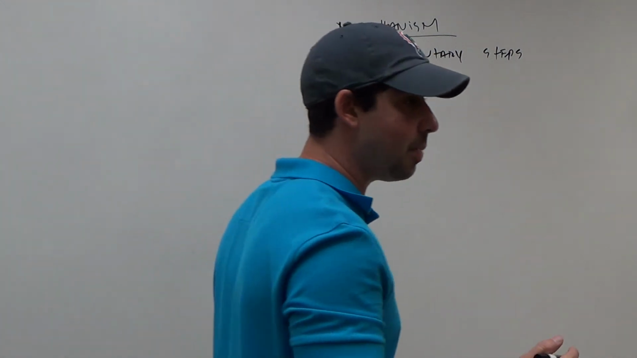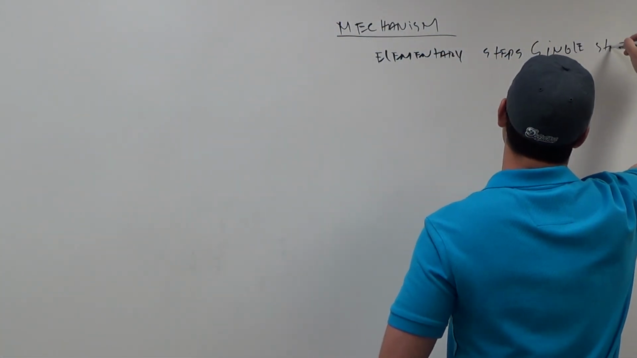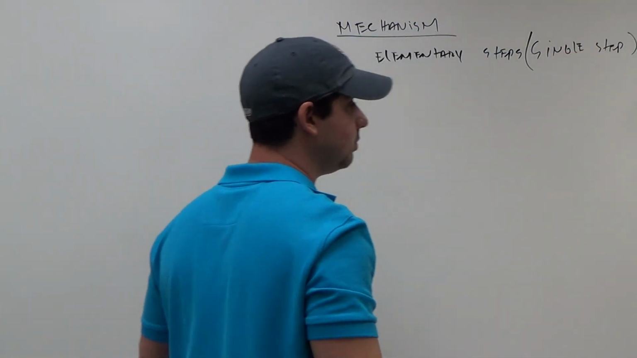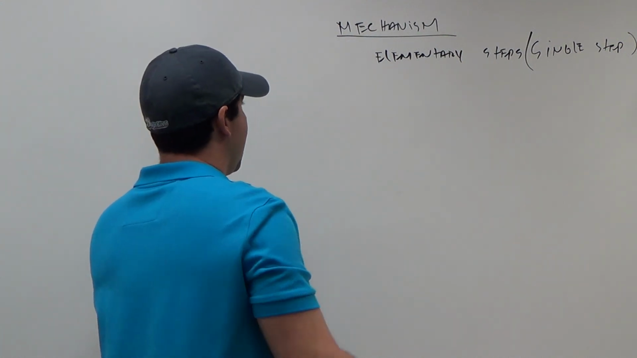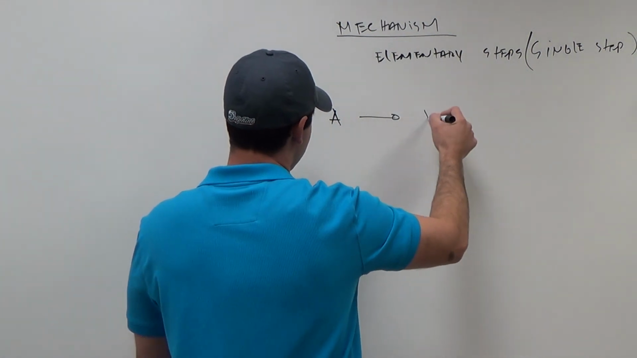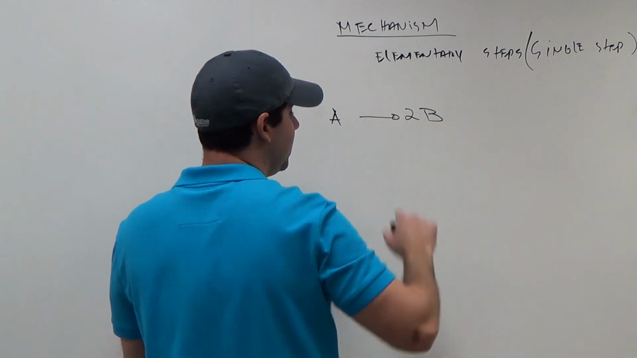They are broken down into elementary steps. Okay? And of course, the word elementary means what? The most basic of all kinds, yes? Elementary steps are those steps that occur in a single step. So elementary steps are single steps. So, A gives you, let's say, 2B.